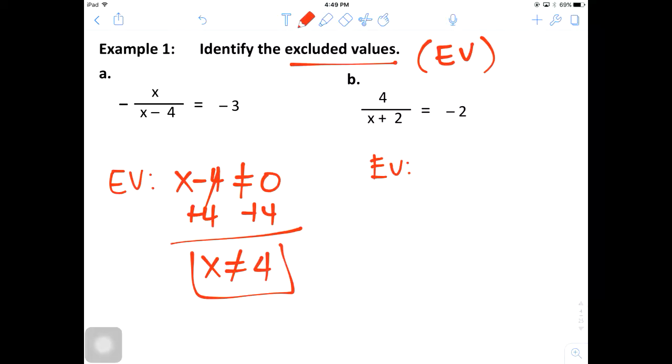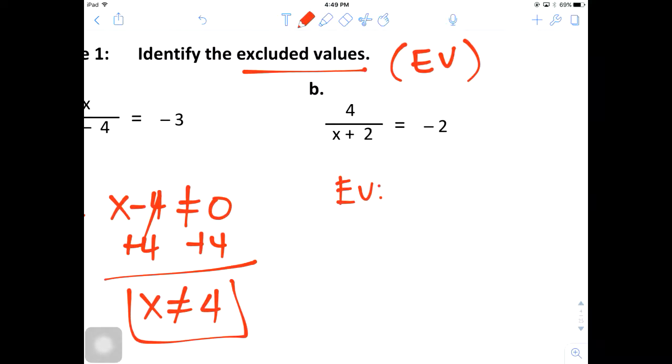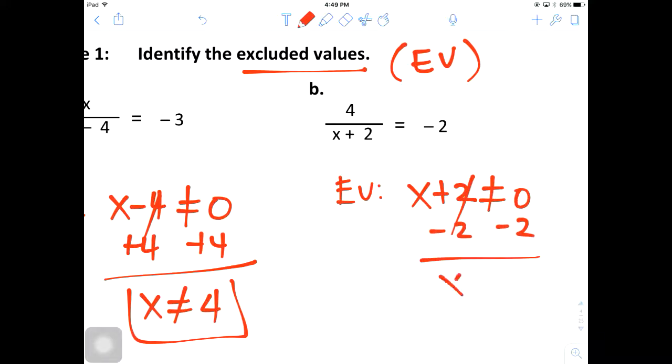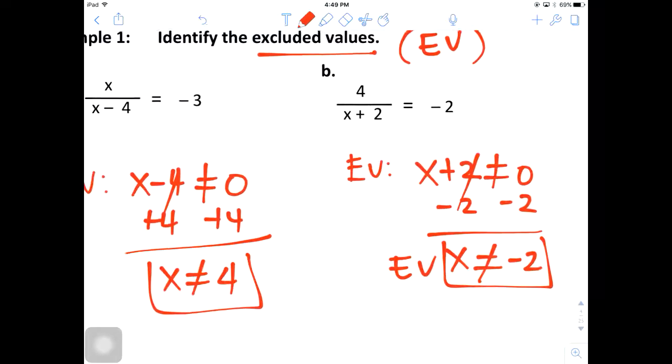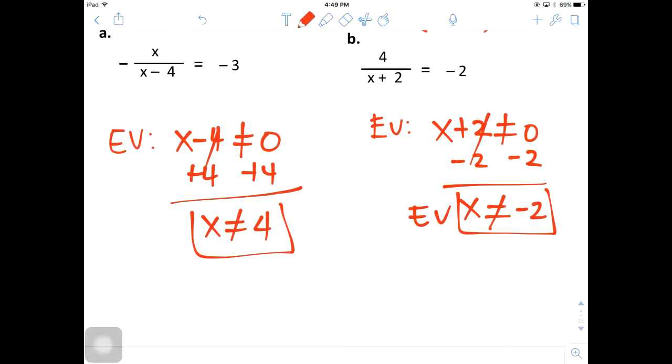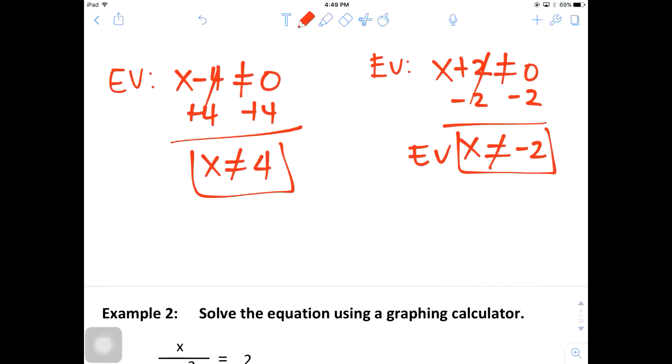Let's take a look at the one on the right-hand side. So another problem, what is the restriction on x in order for the bottom not to be 0? So again, we can set x plus 2 cannot equal 0. Subtracting 2 from both sides, I can get x cannot equal negative 2, and that is the excluded value. So x cannot equal negative 2 for this problem. So that is how you find the excluded value. So hopefully you can understand how to do that.